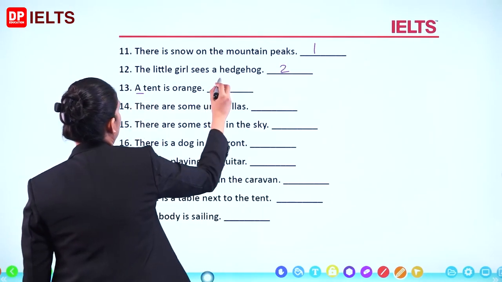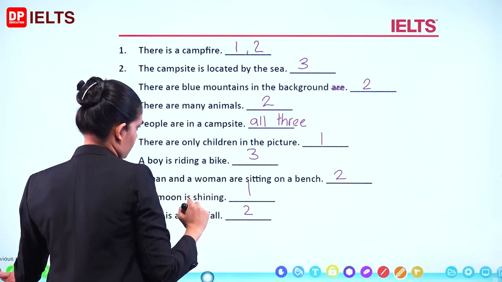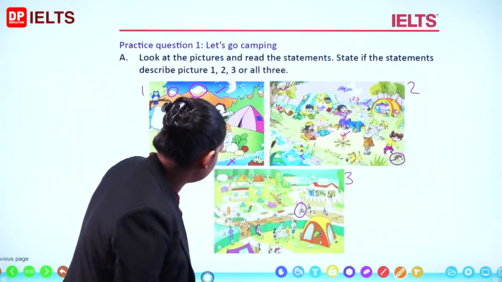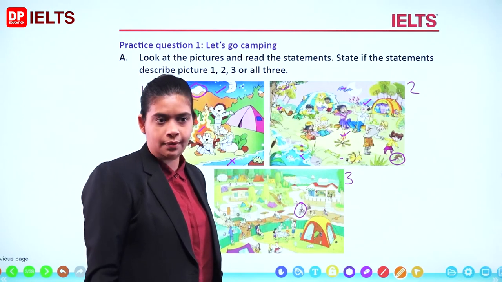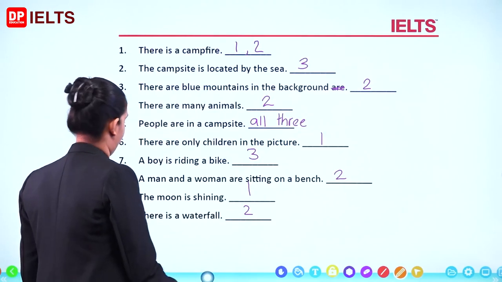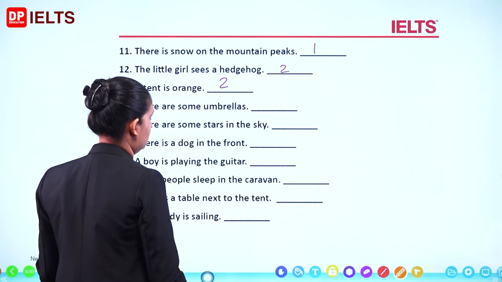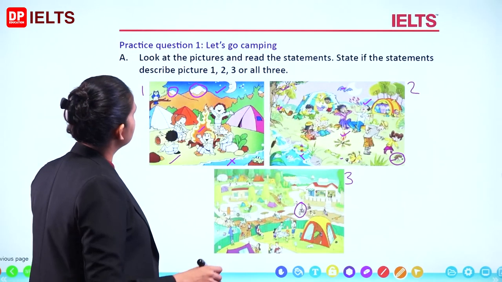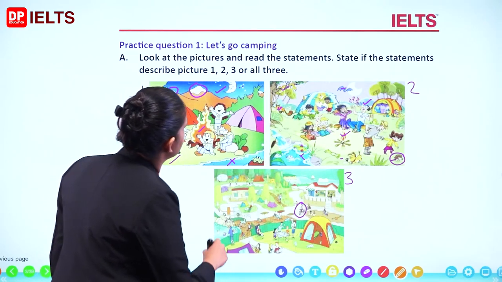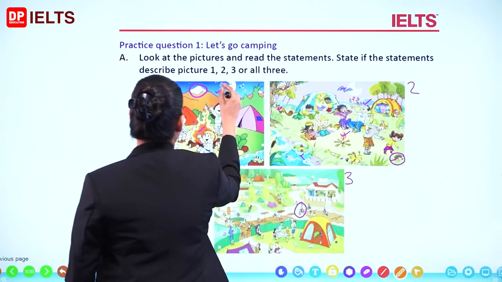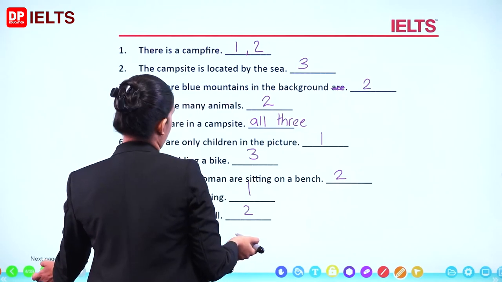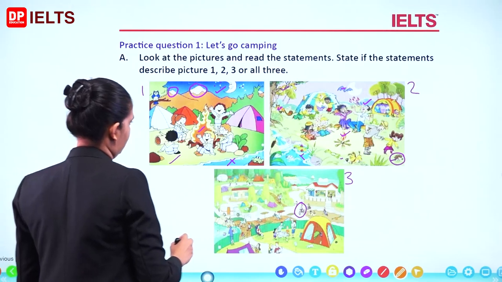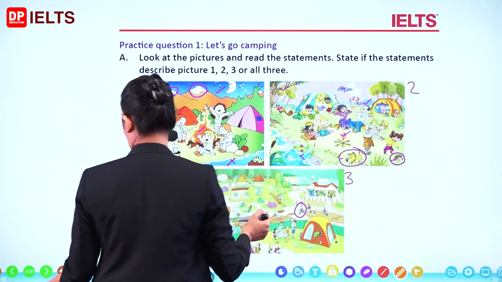A tent is orange. Ne? Ekaine? Two. There are some umbrellas. Kuda vageyak tiyeno. Yeah, umbrellas. Picture number three. Tuna. There are some stars in the sky. Stars in the sky. Yeah, you can see some stars. I would say again, these ones we could consider as stars probably. Okay, stars one. There is a dog in the front. Wala inna na metana here, there's a dog. Picture number two.